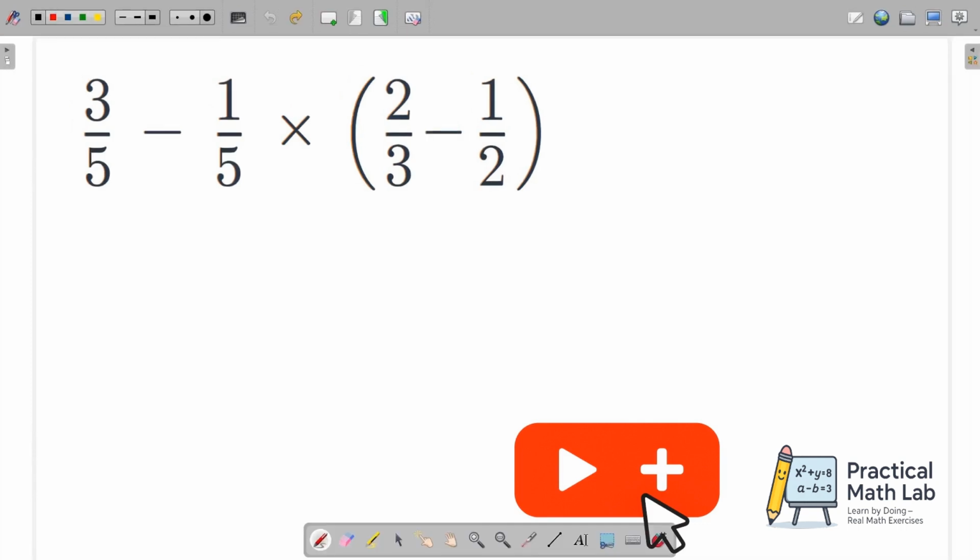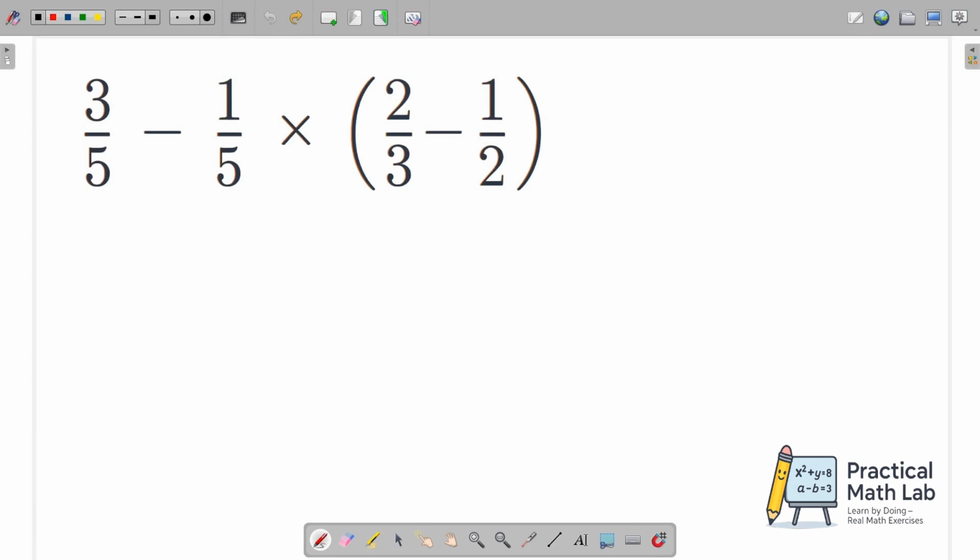Today we're going to solve a fractions exercise. First, according to the order of mathematical operations, we need to solve what's inside the parentheses. Since we have fractions with different denominators, we need to make the denominators the same, and for that, we need to find the least common multiple, LCM.